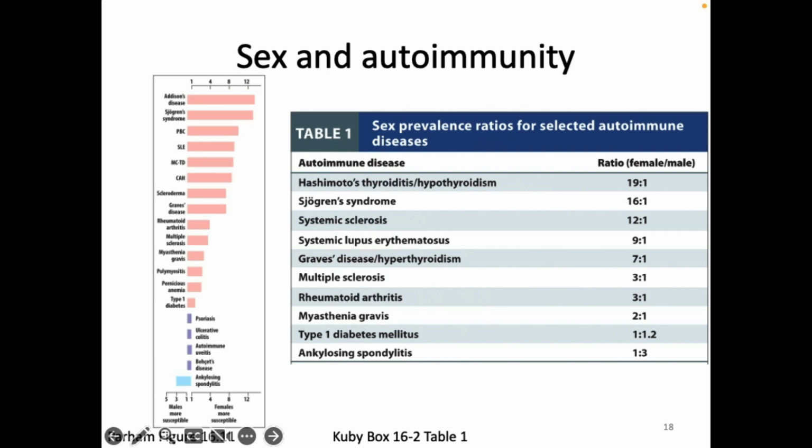You can see Addison's disease is shown as more than 12 times more frequent in women. Sjogren's syndrome, more than 12 times more likely. Lupus, you can see lots and lots of different disease states. And I've got a table over here as well. You can see Hashimoto's thyroiditis, 19 times as many women as men. Sjogren's, 16 times. Sclerosis, 12. Lupus, 9. Graves' disease, 7. And so there is this massive overrepresentation of many of these autoimmune diseases in women.